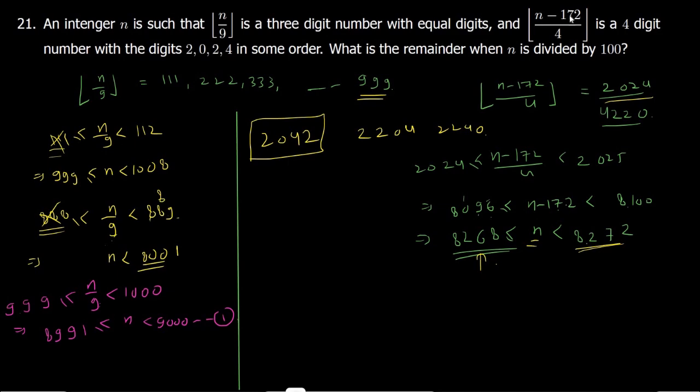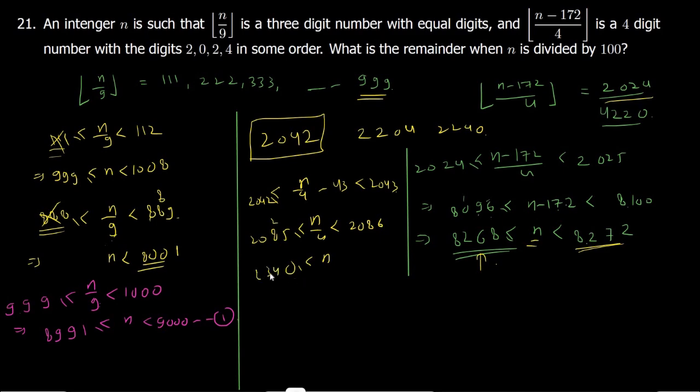So if box of (n minus 172) by 4 is 2042, then what will I get? It will take some calculation, so let us try that. Why don't I write it as box of n by 4 minus 43, since 172 is clearly divisible by 4. 4 fours are 16 and 4 threes are 12. And if it is equal to 2042, then this will lie between 2042 and 2043. If I add 43 to all, I should remove the box now. My n by 4 will lie between 2085 and 2086. And then n will lie between 8340 and 8344.